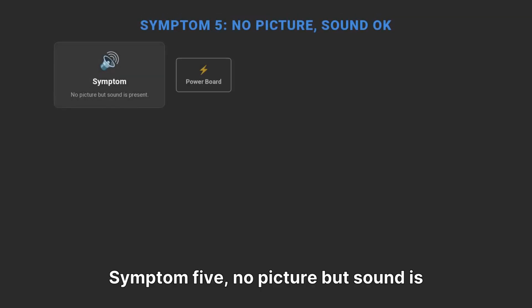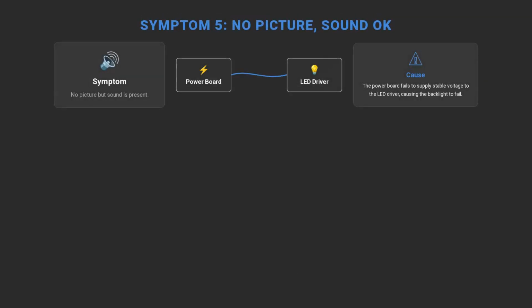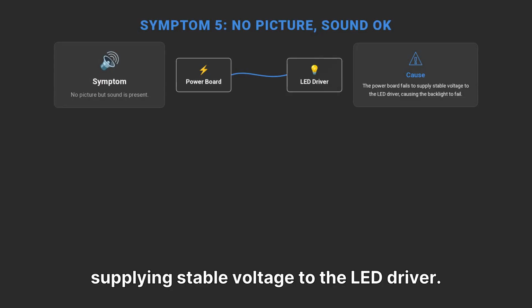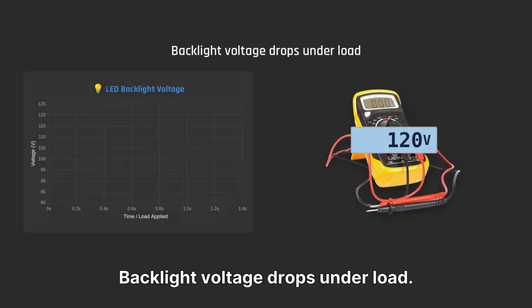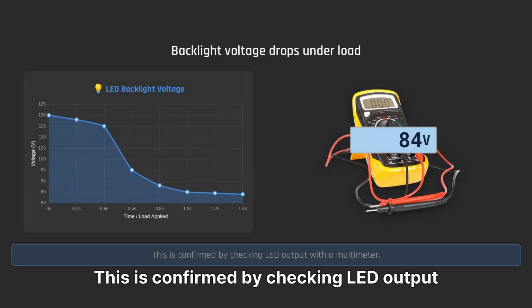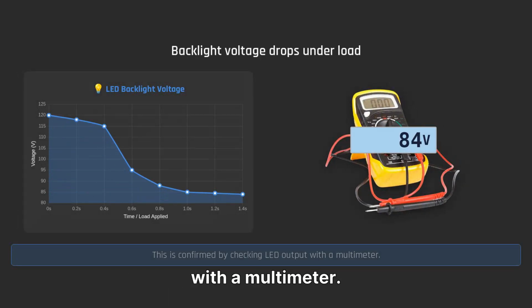Symptom 5. No picture but sound is present. This means the power board is not supplying stable voltage to the LED driver. Backlight voltage drops under load. This is confirmed by checking LED output with a multimeter.